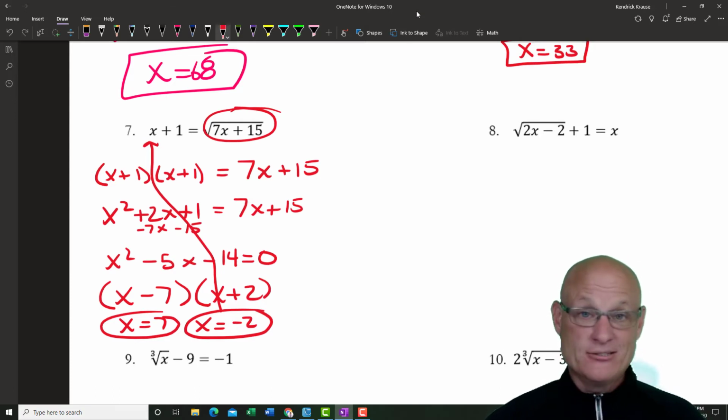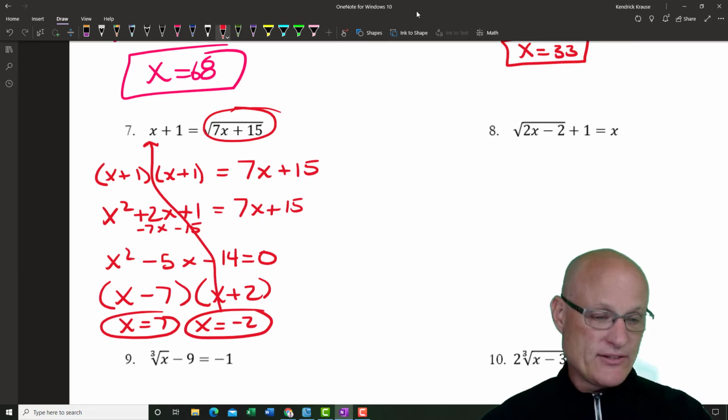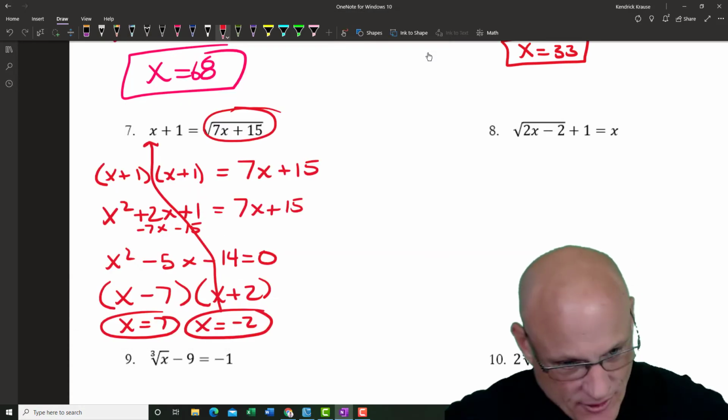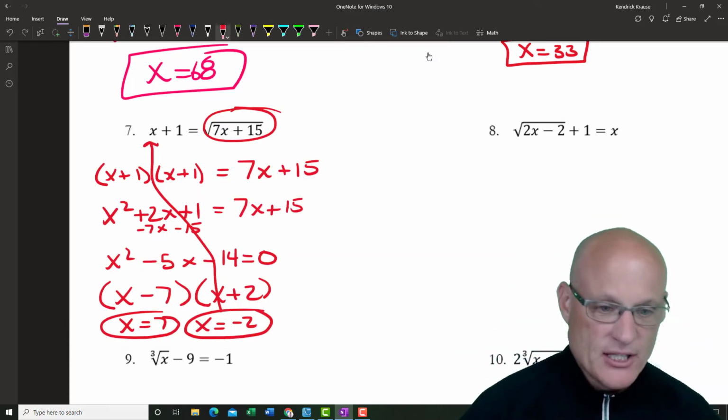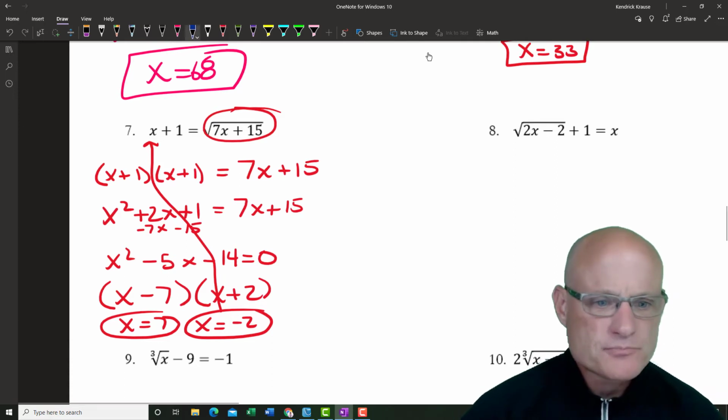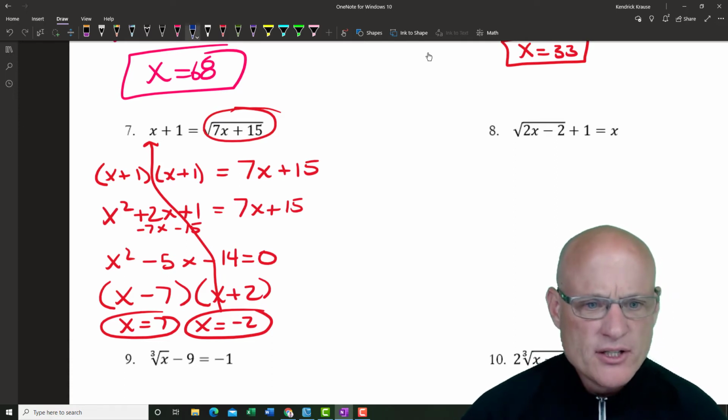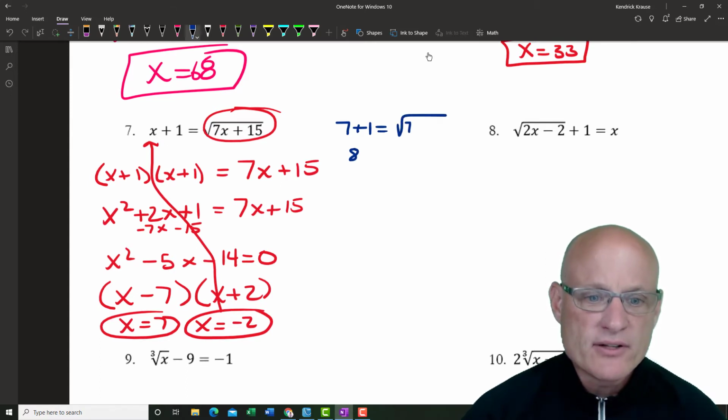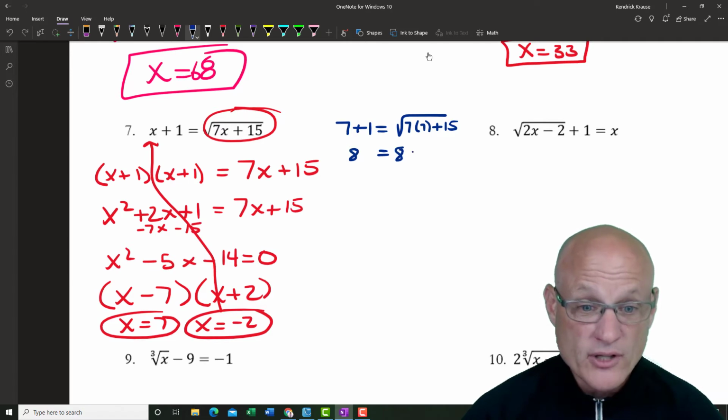You ain't. You ain't. So let's do this. Oh, my calculator's going to do all kinds of funky stuff. Let's just do it in our head now. So we're going to plug in the 7. So 7 plus 1, that's 8. Does that equal the square root of 7 times 7 plus 15? That's 49 plus 15, which is 64. The square root of 64 is 8.